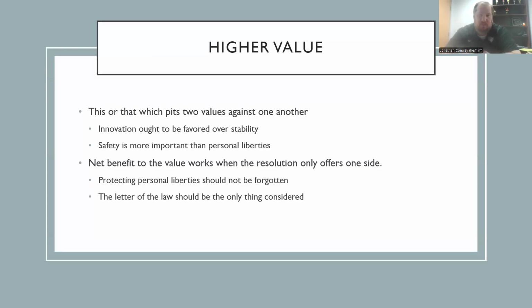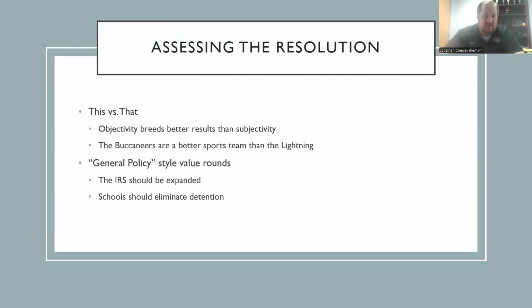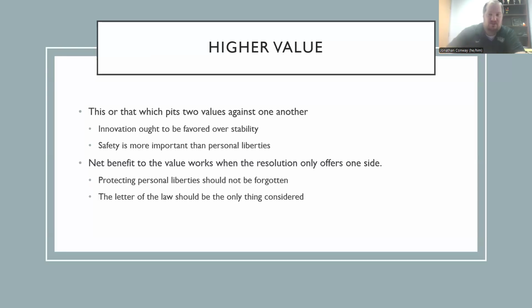This or that, which pits two values against each other. Whether it's the Walmart one or the other one I gave, which was objectivity breeds better results than subjectivity. This versus that. Innovation ought to be favored over stability. Safety is more important than personal liberties. Those are a couple of classic ones. Because you have two values fighting, you pick a higher value through which to evaluate it. So perhaps safety is more important than personal liberty.